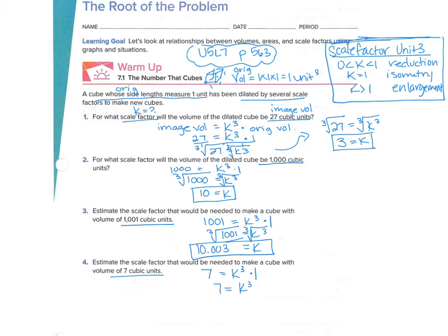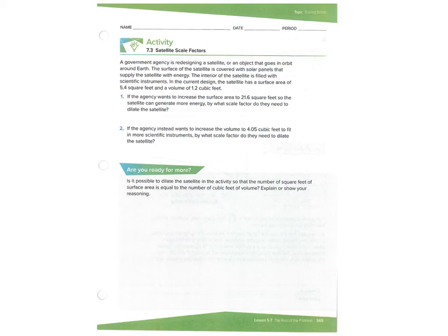7 equals k cubed. Let's take the cube root of both sides. When you do the cube root of 7 on your calculator, you get 1.9 equals k. So let's take a look at the next page. Actually, if you could go one more page to page 565. Let's take a look at these two problems.